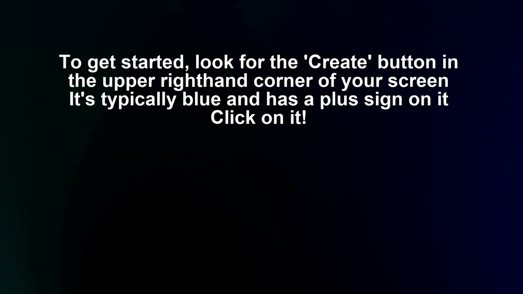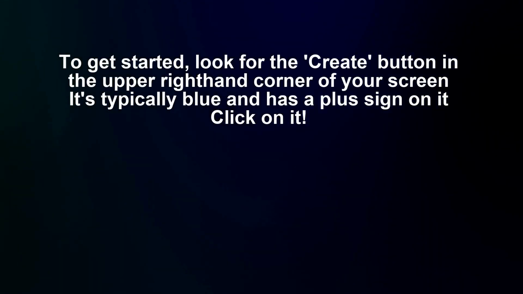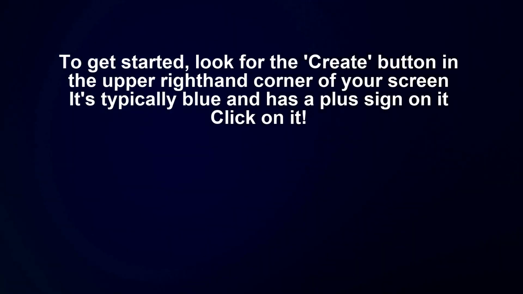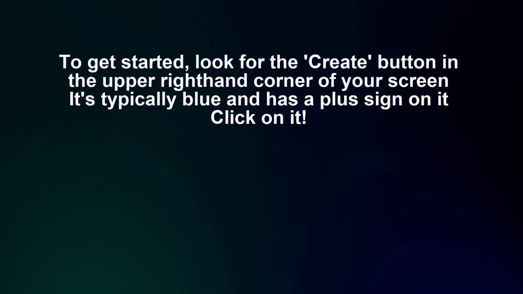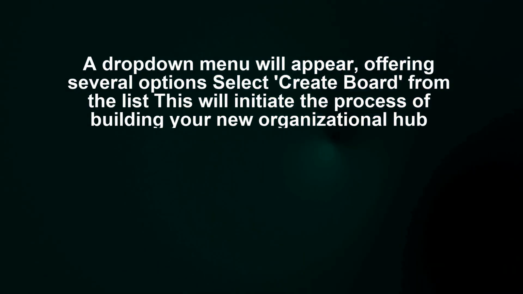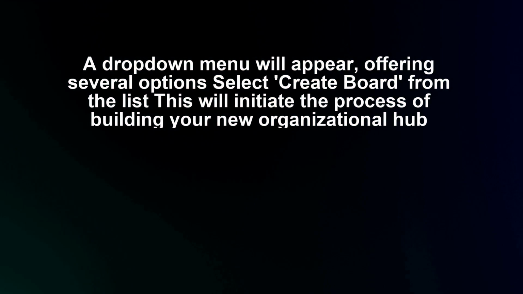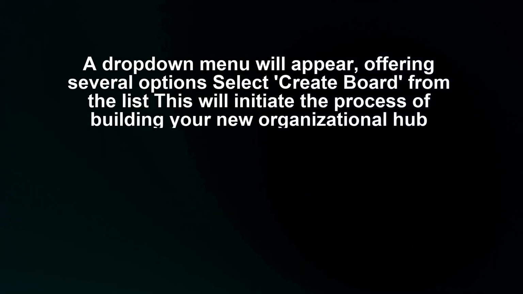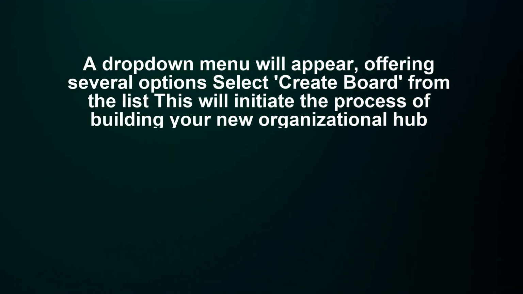To get started, look for the Create button in the upper right-hand corner of your screen. It's typically blue and has a plus sign on it. Click on it. A drop-down menu will appear, offering several options. Select Create Board from the list. This will initiate the process of building your new organizational hub.